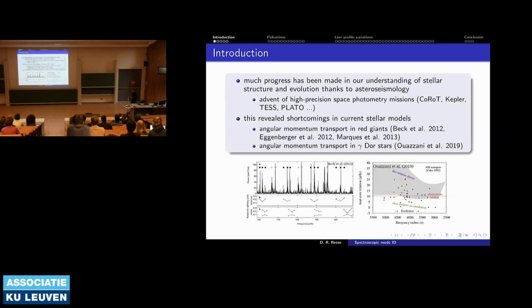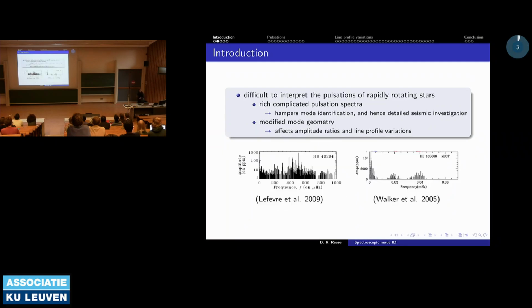So for example, there are difficulties with angular momentum transport in red giants, where the cores seem to be rotating slower than expected based on theoretical expectations. There are also difficulties in gamma Dor stars, which seem to be rotating more slowly than what would be expected based on the models. And so this seems to point to extra transport processes of angular momentum, which are not correctly included in stellar evolution models.